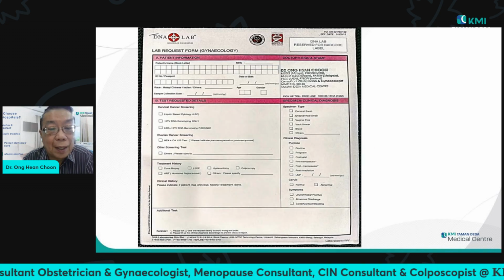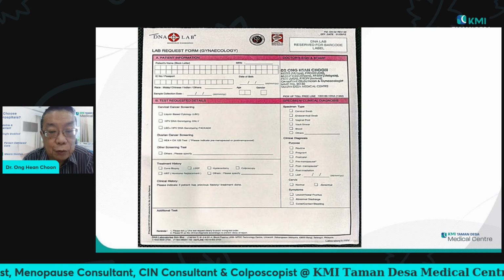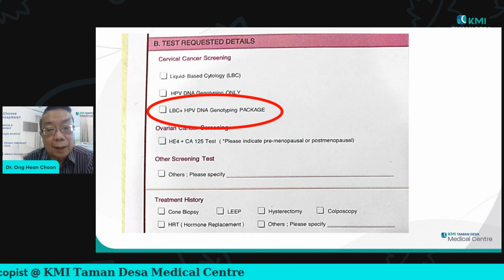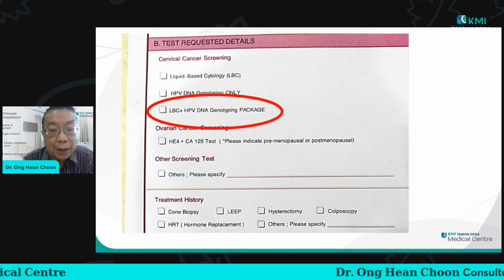It can be sent to a lab. This is one of the labs that we send to, and so we make a special request for HPV testing and LBC together, and the results will come out as to whether you are positive or negative.